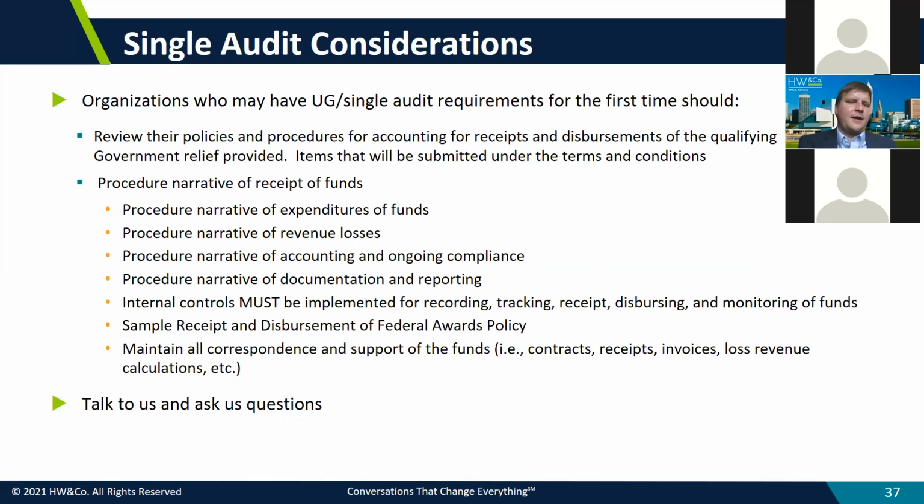Organizations that have them all the time, they have good policies and procedures in place. But really, if you're a nonprofit that hasn't gone through this before and you're going to be facing this in 2021, we really want to make sure you talk to us and ask us questions. We can help you with some samples of receipts and disbursements of federal awards policy. So please reach out to me or others in the group, and we can make sure to handhold you through that if you haven't been through it before.